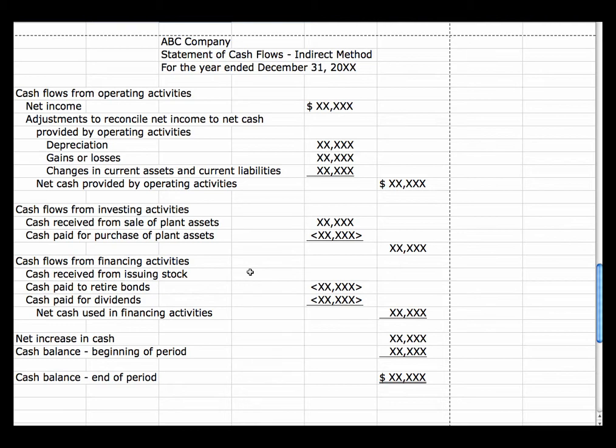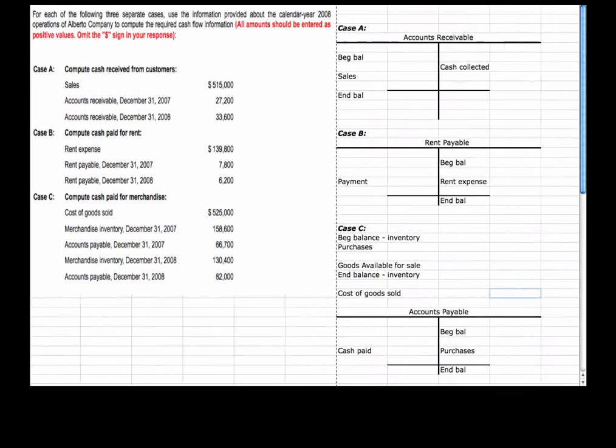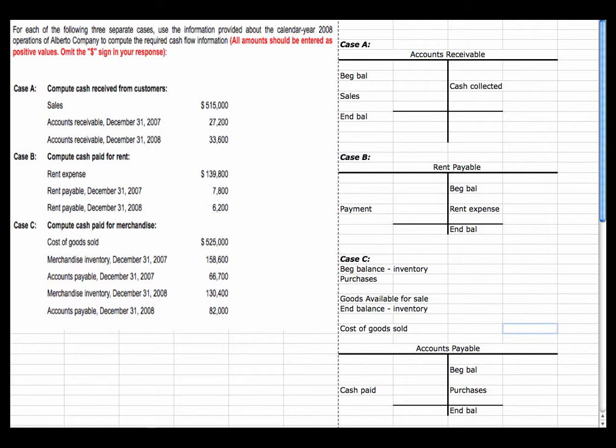So let's take a look at two examples that are in your textbook. If you have your textbook with you, let's first take a look at exercise 12.7. Before we start on exercise 12.7, let's first take a look at exercise 12.5. 12.5 is a nice illustration of the thought process that you have to go through as you look at the various accounts that are affected in the statement of cash flows.